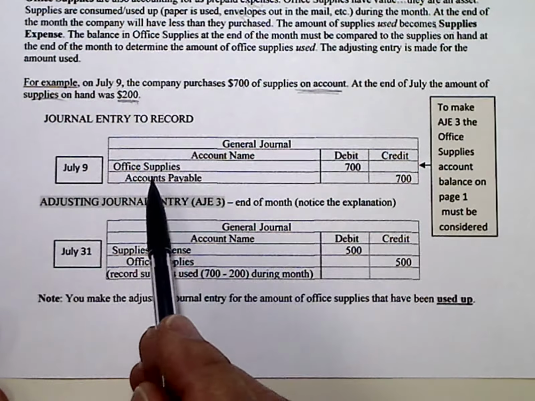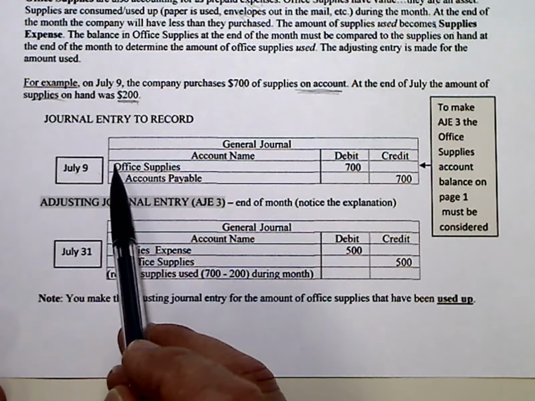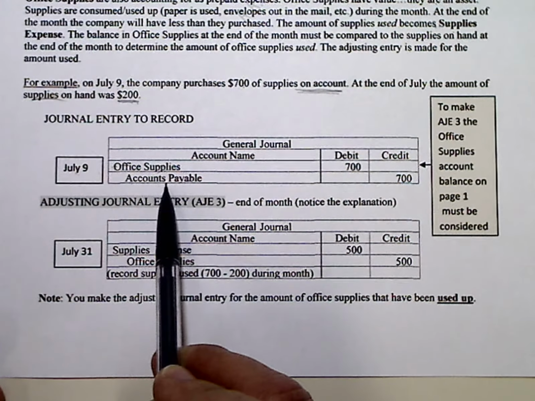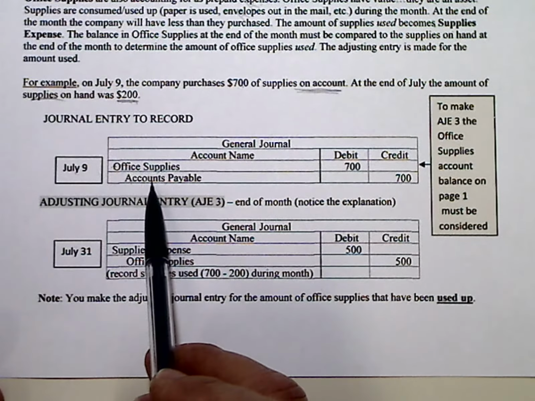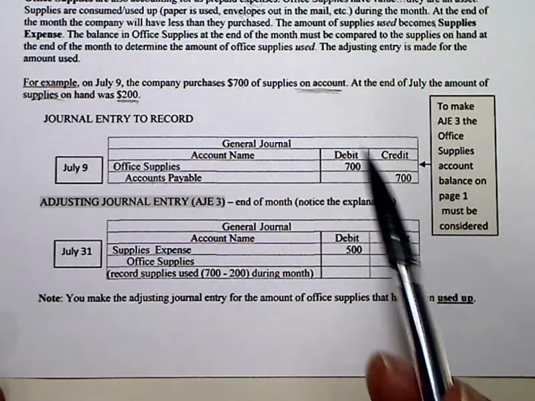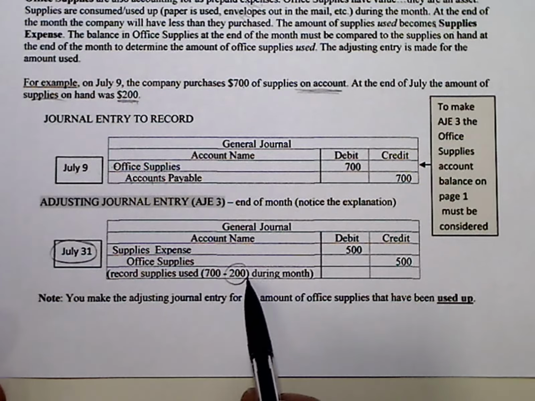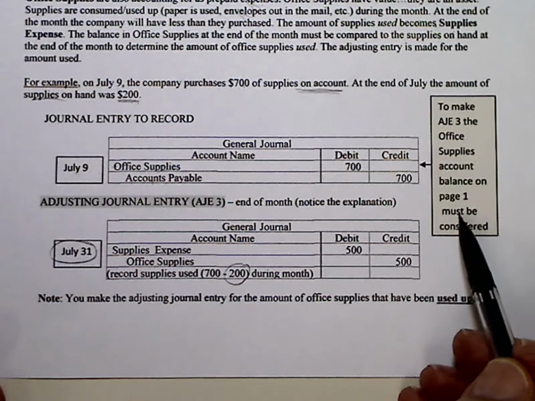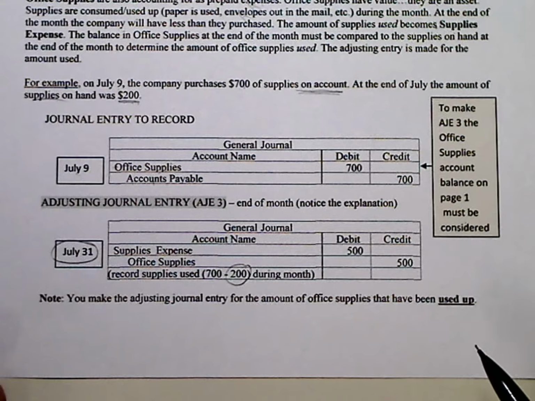So to record the purchase of those office supplies back on July the 9th, office supplies up, the asset account, credit accounts payable, liability account, credit increases it, office supplies up, and our debt, accounts payable, up. Okay, that's a fact. That's what happened on July the 9th. But now a month has gone by. It's the end of the month. We count up the office supplies, and we go, wait a minute. We had $700 worth of office supplies. To know what our balance in office supplies is, we have to go look at page 1.